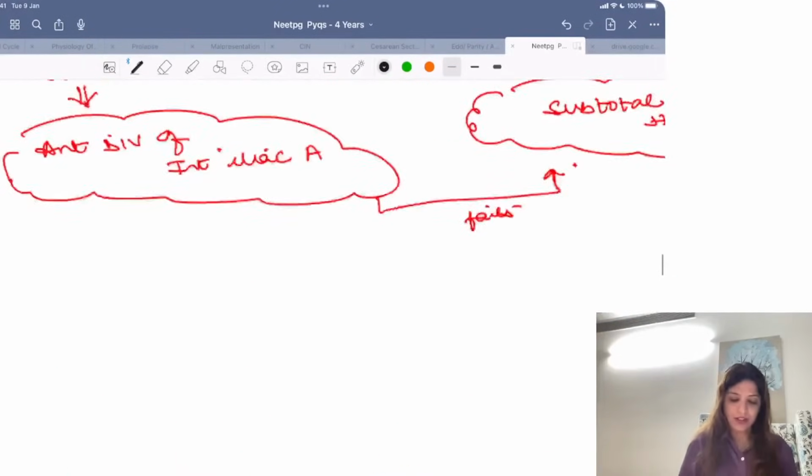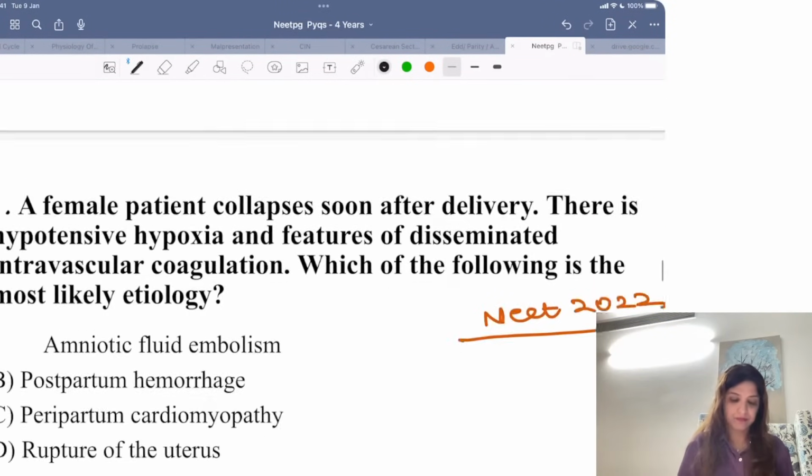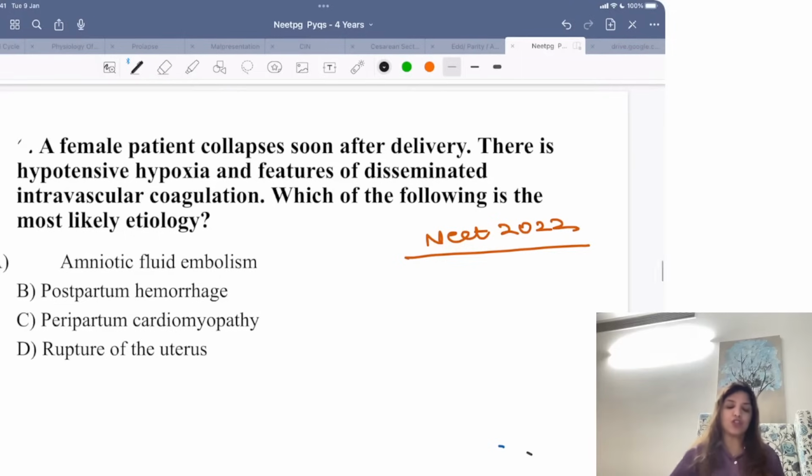Coming to the next topic, that is third stage complications. Now, a female patient collapses soon after delivery. There is hypotensive hypoxia and features of DIC. Which of the following is the most likely etiology? Amniotic fluid embolism, PPH, peripartum cardiomyopathy, or rupture of the uterus? Tell me.